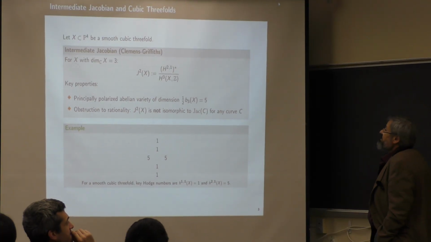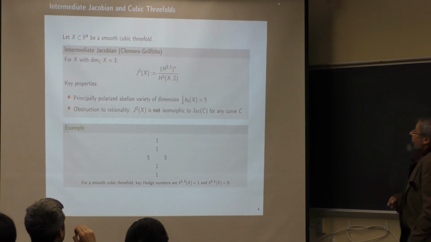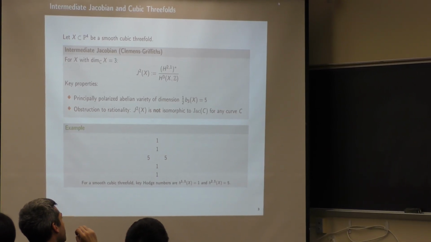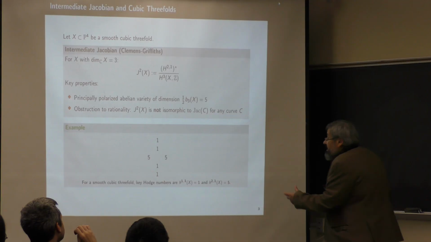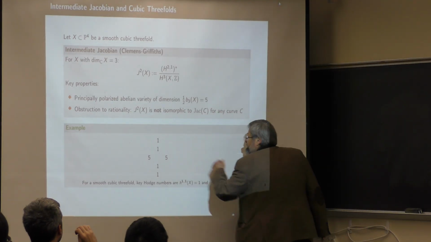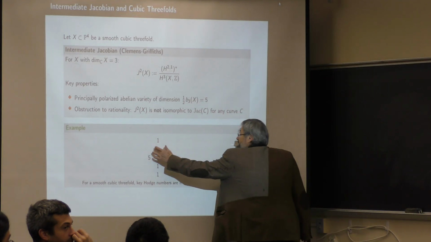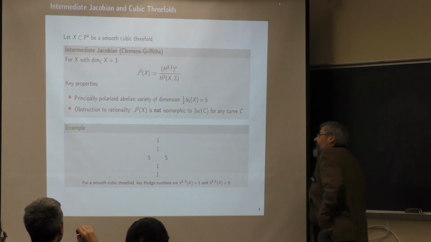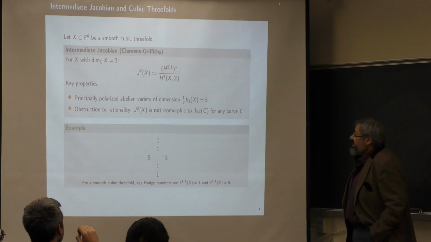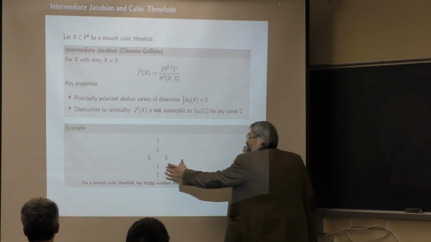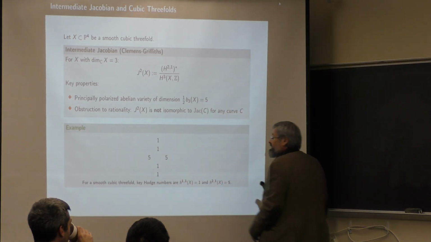So all we need to answer in this situation is whether this three-dimensional cubic is obtained from P3 by blowing up a curve. If you look at the Hodge diamond of this three-dimensional cubic, it looks very much like we have a candidate for this curve, a curve of genus 5, because this is exactly how the Hodge diamond of a curve of genus 5 looks.